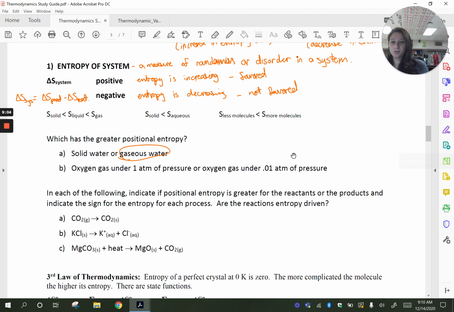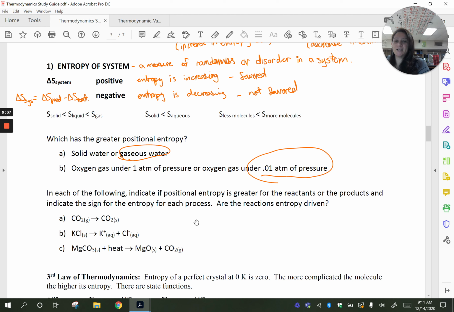How about oxygen gas under 1 atm of pressure or under 0.01 atm of pressure? What do you think? Which one would have more disorder? Something that's under a lot of pressure or a gas that's not under a lot of pressure? Well, the more pressure you put on the gas, the more organized it's going to be. The less pressure you put on it, it's free to move around in any way it wants. And so less pressure means more entropy.